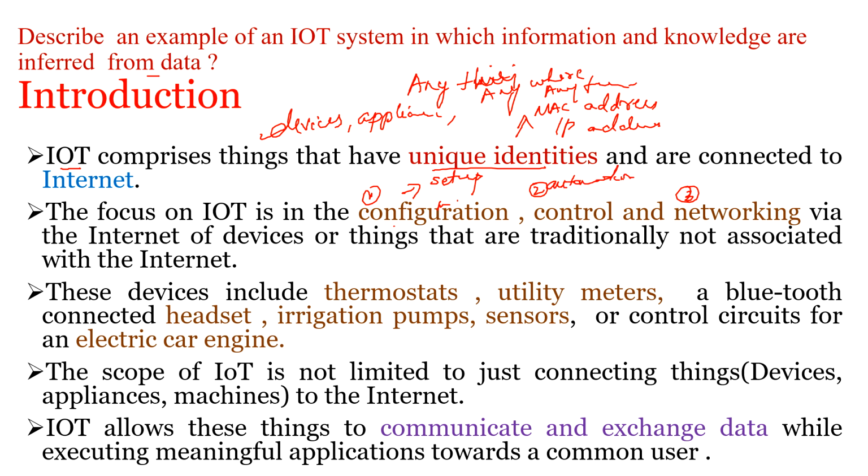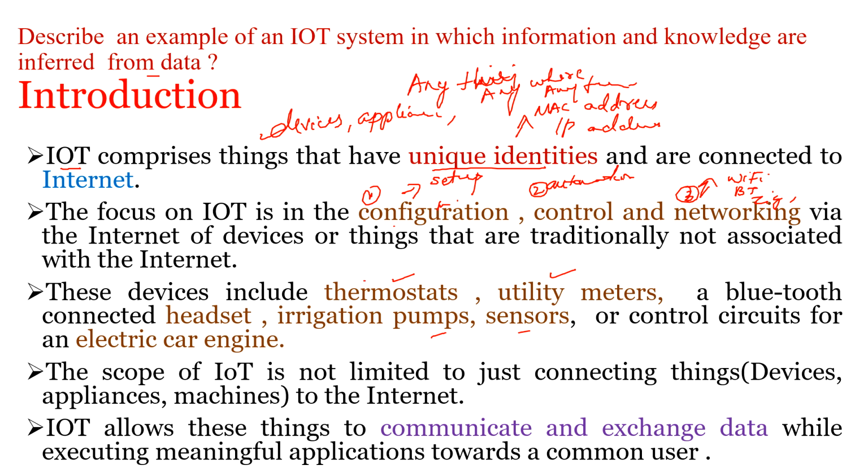And what may be your networking? Networking mainly involves connecting more devices and communicating with each other by means of protocols such as Wi-Fi, Bluetooth, Zigbee, cellular networks, etc. So what are these devices? The devices in IoT can include thermostats, utility meters, Bluetooth connected headsets, irrigation pumps, sensors, or control circuits for an electric car engine.